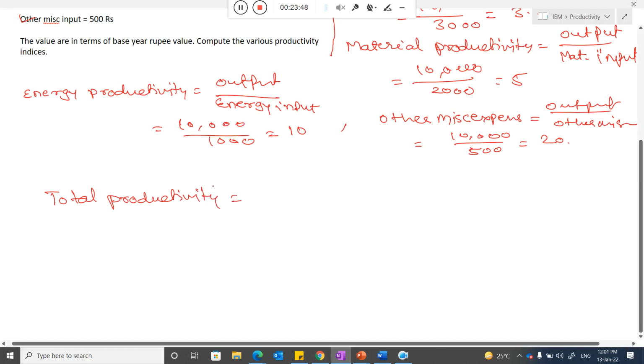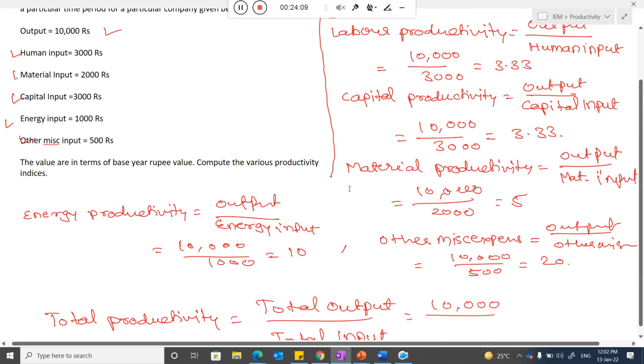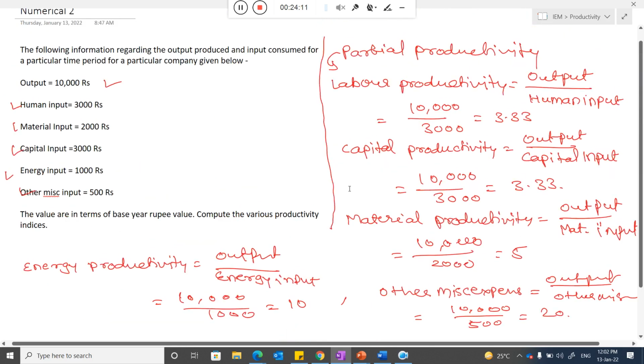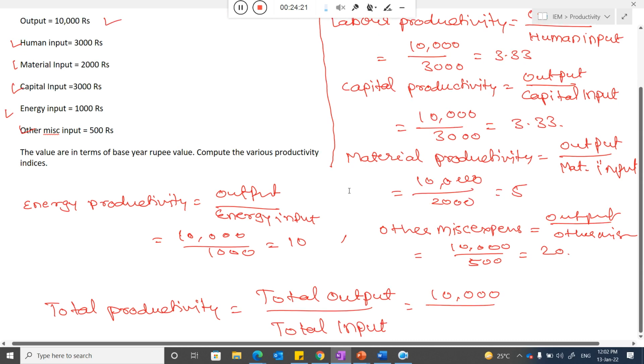So what is the total productivity, class? It is nothing but the total output divided by total input. What is the total output? 10,000. And the total input you need to consider here means what are the things given: human resources, the material input, the capital input, the energy input, and other miscellaneous. All the things you need to assume here. So that is nothing but the total input.